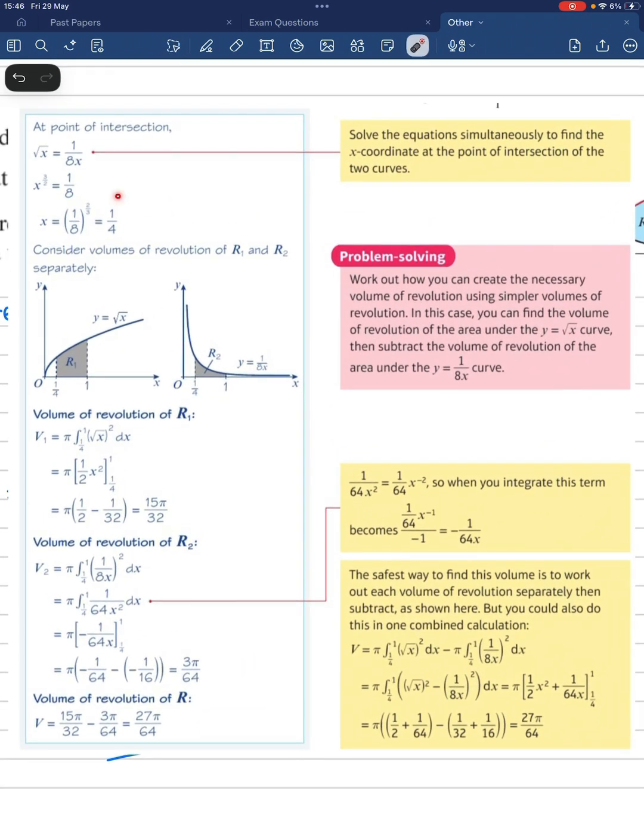So they found the intersection as a quarter, and then they did R1 minus R2. They did it separately. You could have just done it under the same interval because the bounds were the same. Both were between a quarter and 1. So you could have just combined it into one interval.